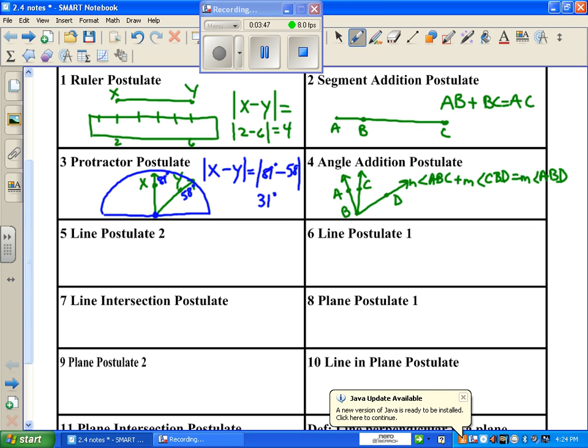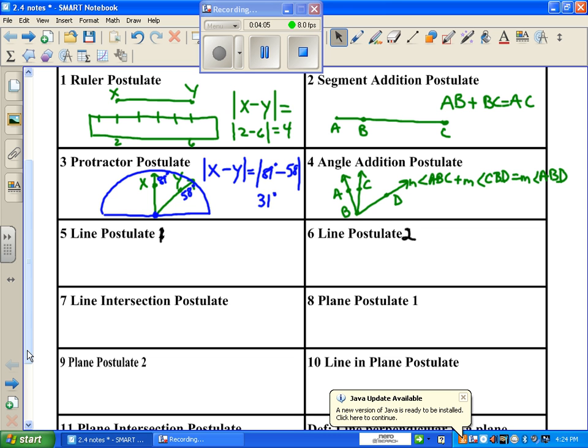Okay, the fifth, now this is a new postulate for you, but there are two line postulates. So the fifth postulate is line postulate. It should be a 1 here. And this one should be line postulate 2 here. So just change those, please.